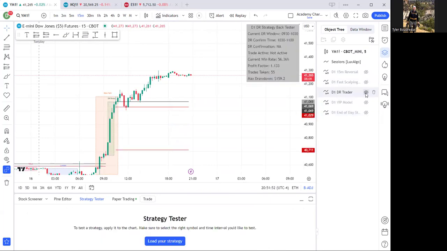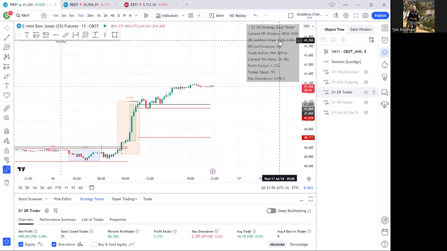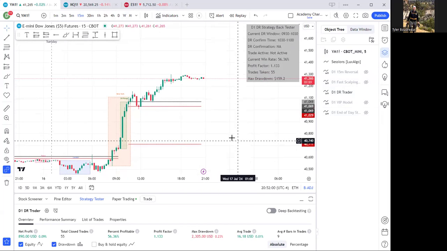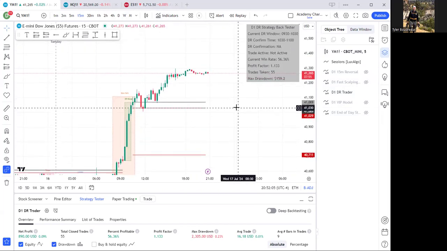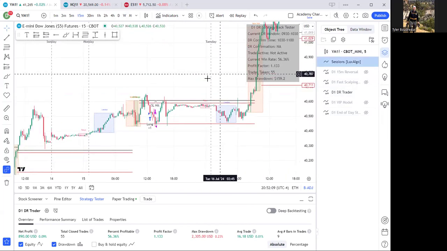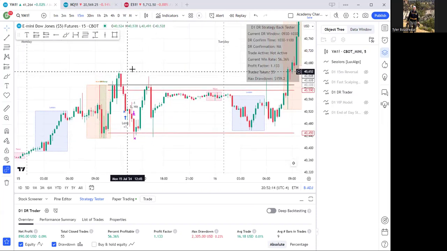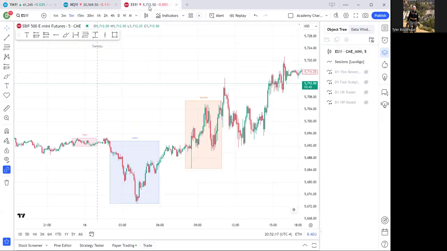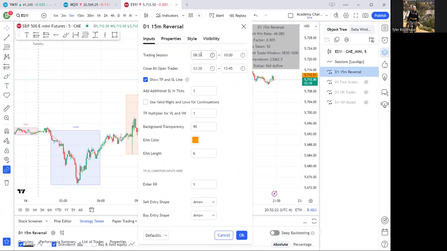But that is essentially what we are doing. And there's a couple systems that I can't show you, because I'm under NDA for a couple of systems. But every system in here is pretty solid though, I will say that. And some of them, like the 15-minute reversal, I think that one works actually better on S&P too.